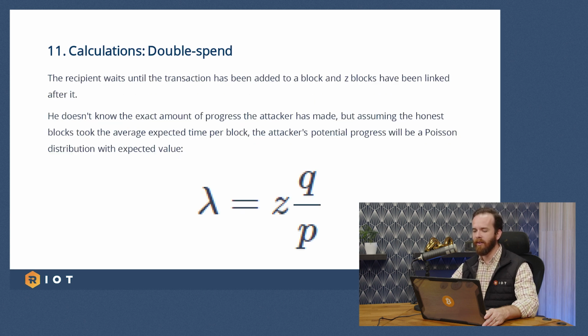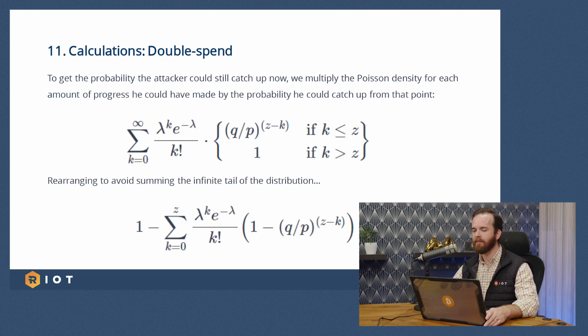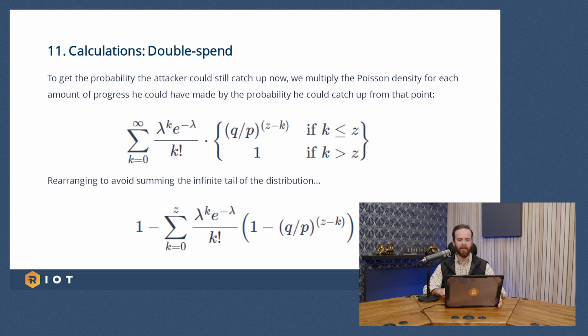The recipient waits until the transaction has been added to a block and Z blocks have been linked after it. So Z is how many blocks you're going to wait until you're happy, right? And so typically today, people say Z should be 3, and we'll see numerically why that might be the case. He doesn't know the exact amount of progress the attacker has made on his secret chain, right? So as the defender, you can't see what the attacker is doing. But assuming the honest blocks took the average expected time per block, 10 minutes, right? The attacker's potential progress will be a Poisson distribution, get to use my French here, with an expected value of lambda.